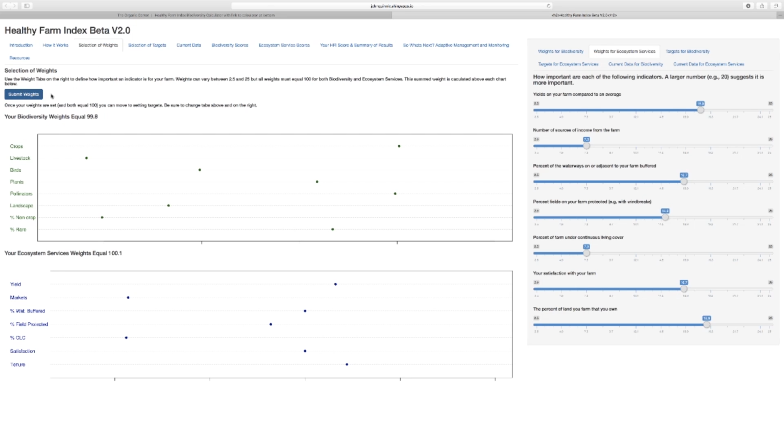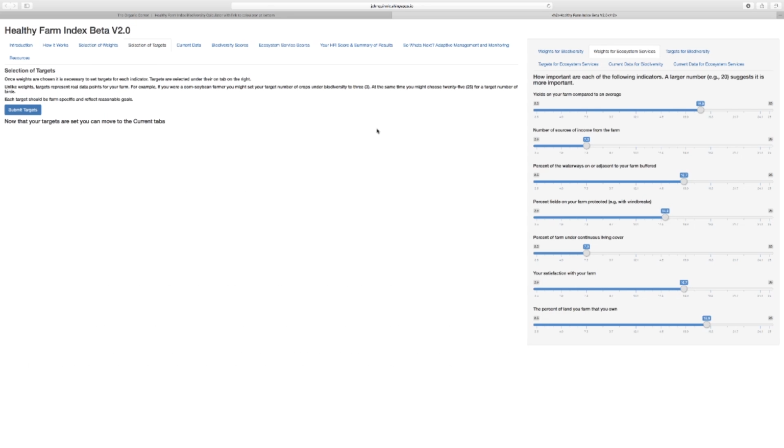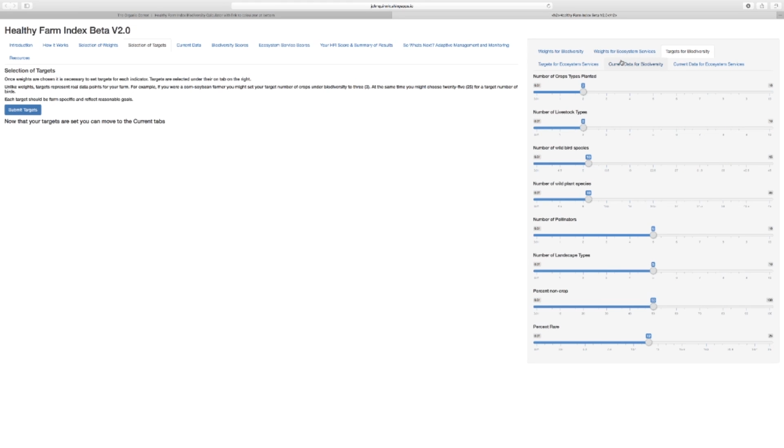Alright, so we're happy with our weights. Next, we're going to move on to our targets, and these are two more tabs over here: targets for biodiversity and targets for ecosystem services. These targets represent where you want your farm to be in the future. Like, what would be the ideal number of crops that you plant? If you're a corn, soybean farmer who maybe includes alfalfa periodically, maybe you want to move from 3 to 5. If you currently have pigs and chickens, maybe you want to add goats and something else, and so 4.